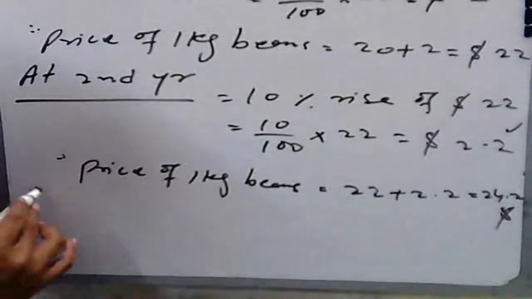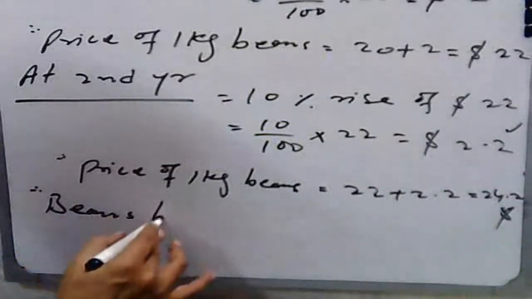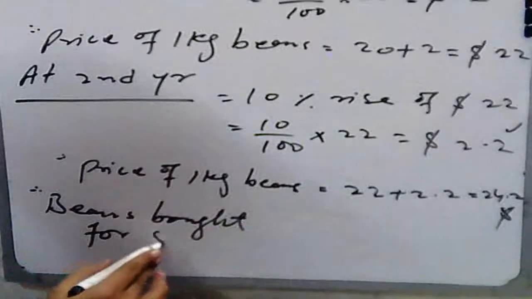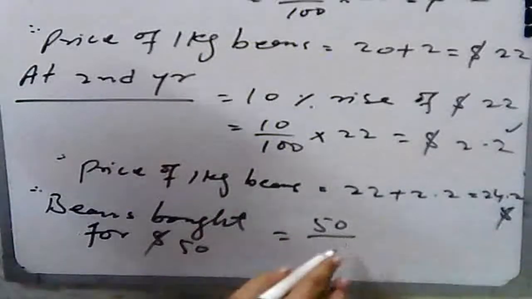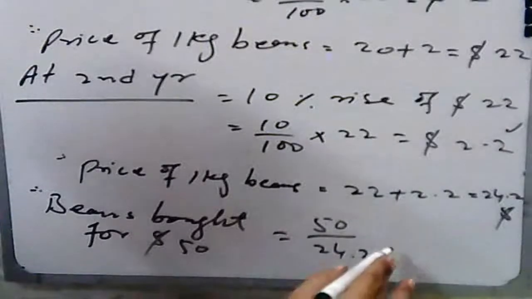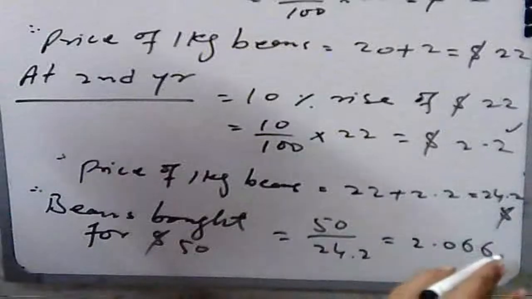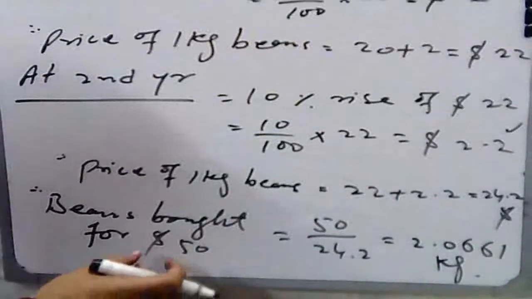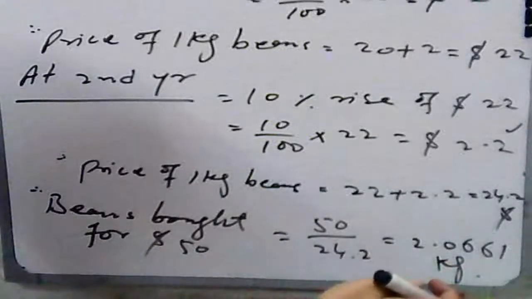So therefore, beans bought for $50 will be equal to 50 divided by the total price, that is 24.2, so you will get 2.0661 kg. So by spending the $50, you will get 2.066 kg.